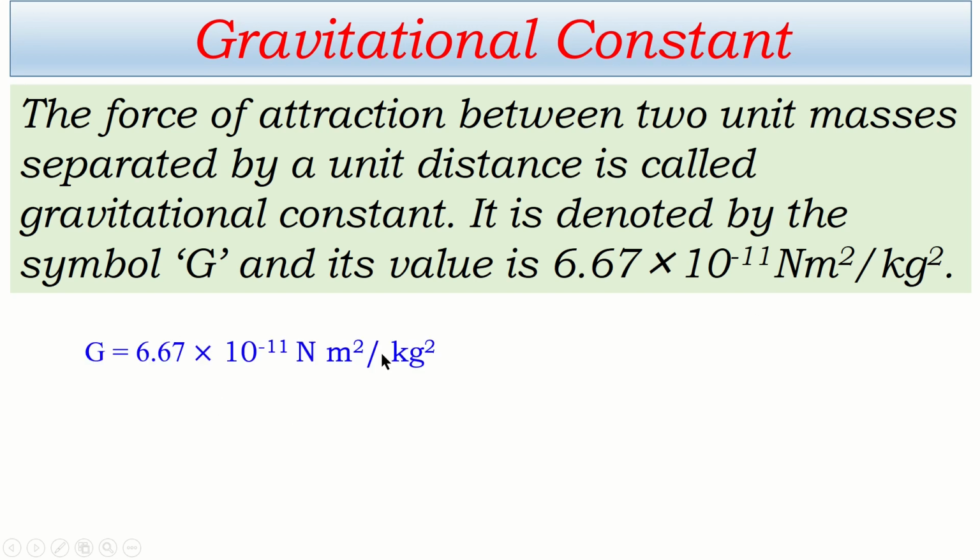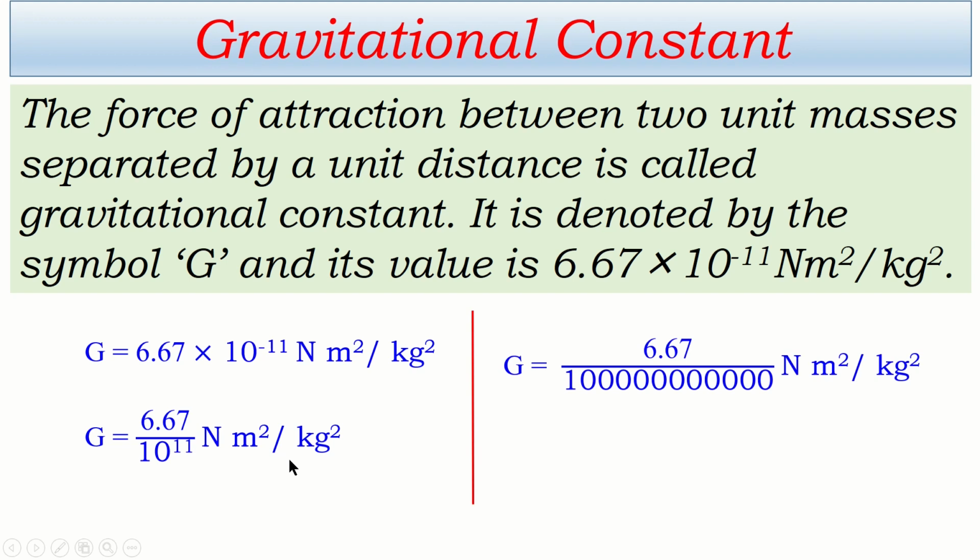If g has this value, it means 6.67 should be divided by 10 to the power 11. It is in the numerator, that's why minus 11. Now it is taken to the denominator, then we will have 10 to the power 11. It means we have to divide this by 10 to the power 11.